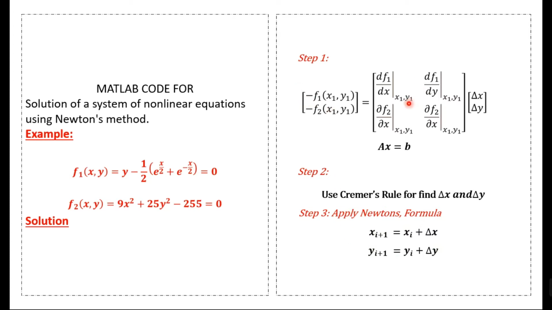First step, first we write all these matrices, and then we find the values. Then we use Cramer's rule to find the values of del x and del y. And in the third step we write Newton's formula to calculate the new estimated solution for this nonlinear equation. How do we write these equations and steps in MATLAB? Let's write them in MATLAB.